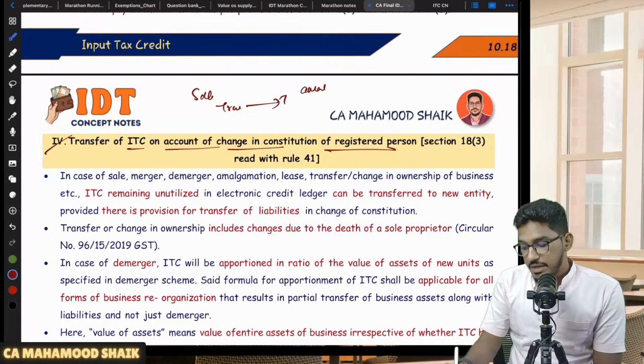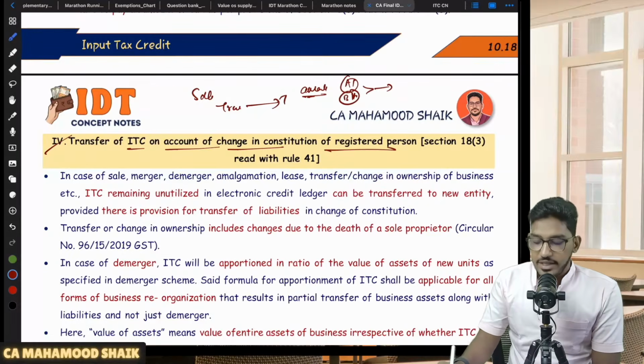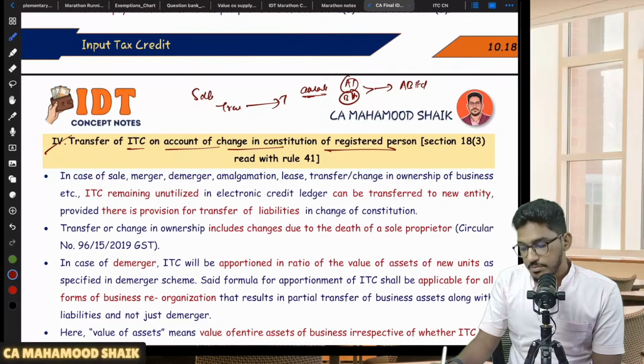If amalgamation is happening, in case of amalgamation, 2 entities, A Limited and B Limited, getting amalgamated into one single company, whatever ITC balance is lying in their electronic credit ledger, that they can transfer to the newly formed company AB Limited.